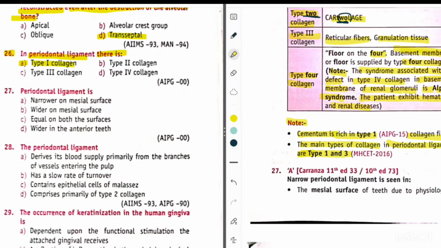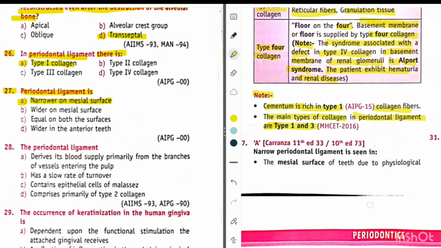Now question 27. Periodontal ligament is option A, narrower on mesial surface, option B, wider on mesial surface, option C, equal on both the surfaces, or option D, wider in the anterior teeth. So its answer is option A, narrower on the mesial surface.